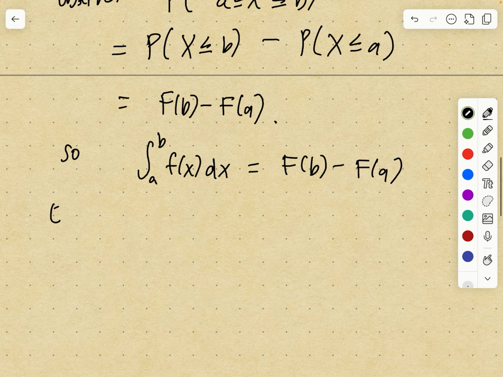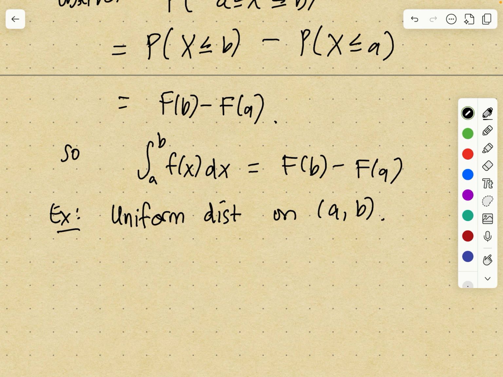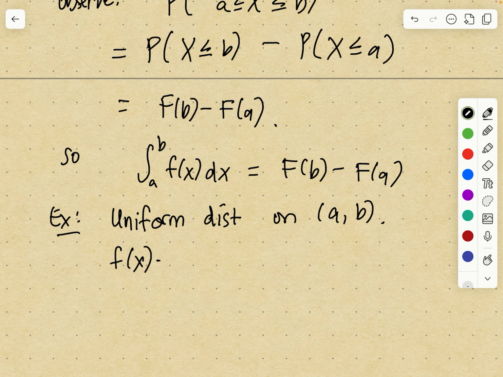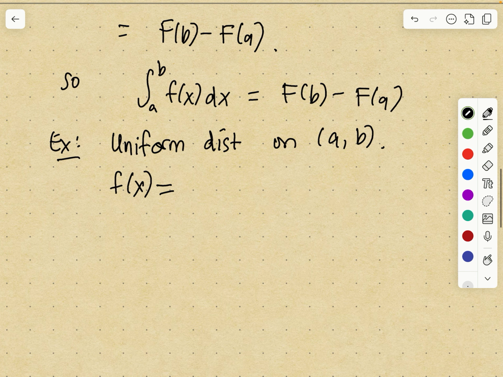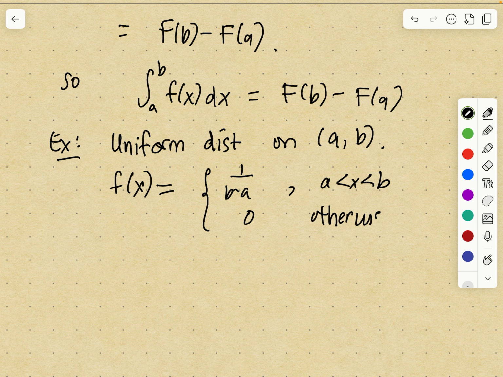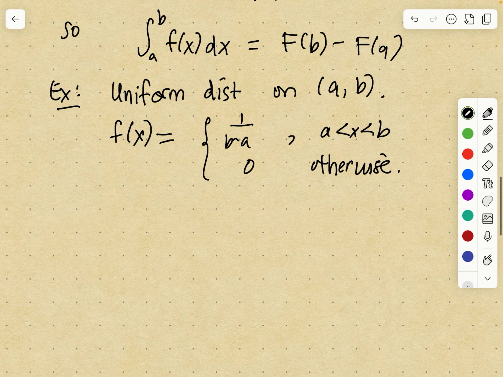So let's do some examples. So let's go back to the uniform distribution on the interval from a to b. Then, by definition, the density function is 1 over b minus a from a to b and is 0 otherwise. Right? So what's the density function?